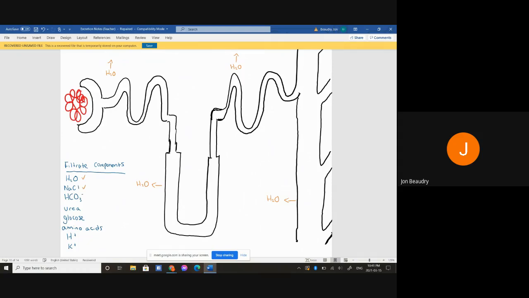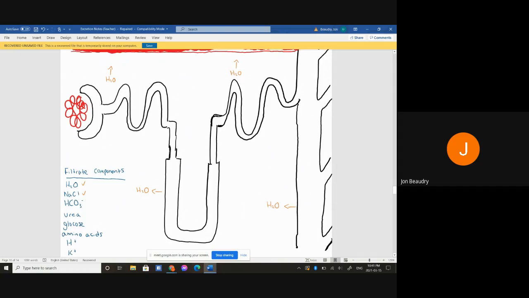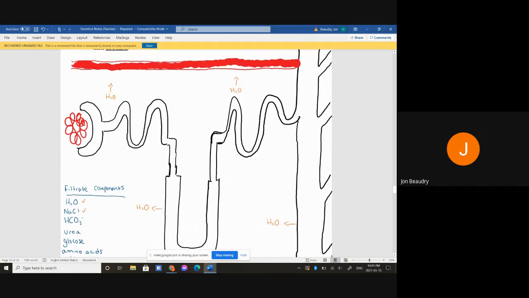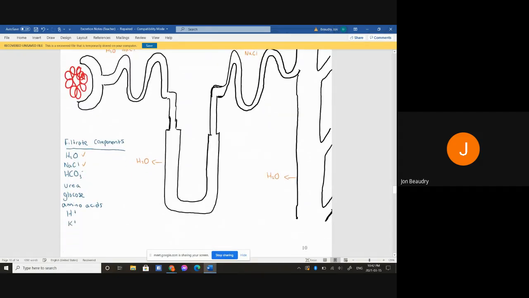Now let's assign sodium chloride to my diagram. Well, sodium chloride is getting reabsorbed. NaCl, and it's happening in my PCT. It's also happening in my DCT, sodium chloride, and it's happening in a couple different spaces in my ascending loop of Henle. Here we go. There we go. A couple different spots for it right there.